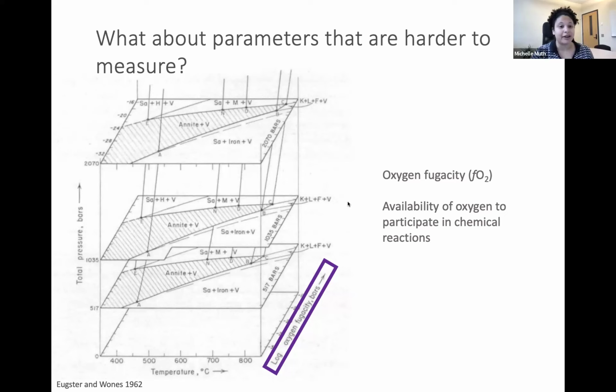And we've known for a large part of the history of this field that oxygen fugacity is an important parameter in how we think about our system. This is an experimental study from the 1960s showing the stability of annite, which is a mica mineral. You can see that in addition to more easily measured parameters like pressure and temperature, oxygen fugacity has a clear effect on the stability field. So we know that oxygen fugacity is very important to understand, but it can be a little bit tricky to measure in Earth materials.